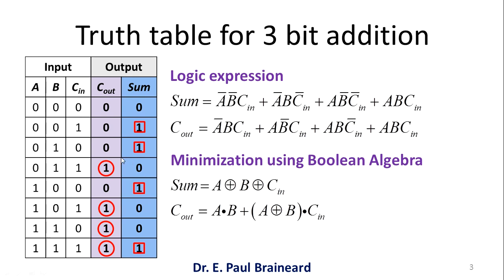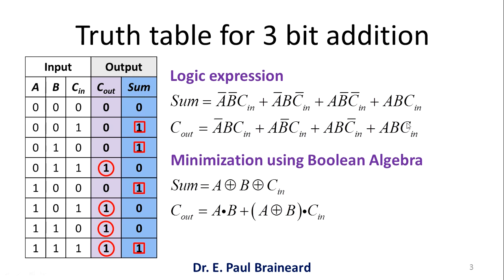Similarly, we have to write another expression for carry output. So for this particular output, the input variables are A bar, B, C in. That is the first term. And the second term is A, B bar, C in. Third term is A, B, C in bar. And the last term is A, B, C in. Alright. So this is the logical expression for sum and carry respectively.